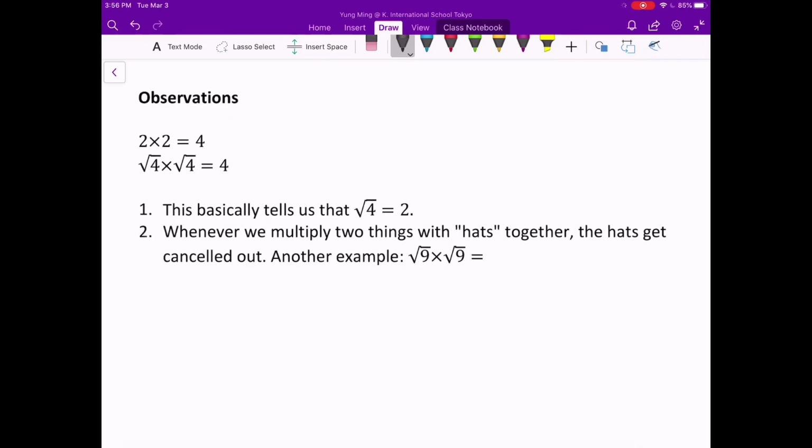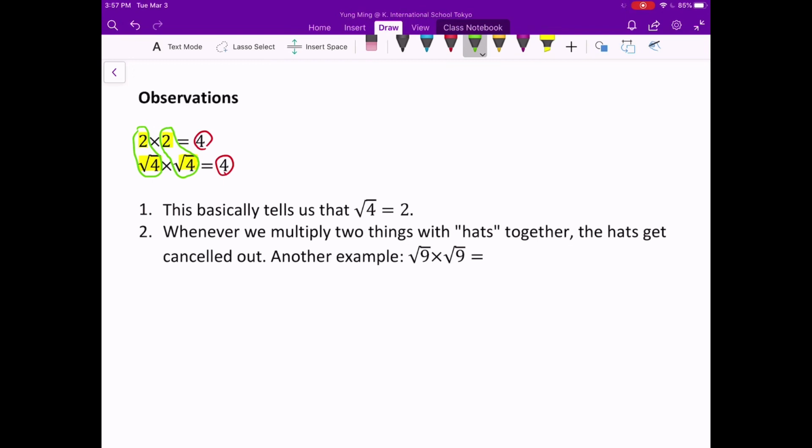Now the next thing is just a few observations. You probably notice that 2 times 2 equals 4, and square root 4 times square root 4 is also going to give you 4. You can punch it in the calculator if you don't believe me, but this is the case. Right, so 2 observations now. The first thing is, this actually tells us that square root 4 is equal to 2. Why is that? Because if you multiply the same number twice, in this case 2 times 2, it gives you 4. If you multiply something that looks completely different, but you do exactly the same thing, your answer is also 4. So what does that tell us? That tells us that 2 is actually equal to square root 4. Only if they're the same, if we're doing the same thing, should that give us the same answer. Right, so that's the first thing.